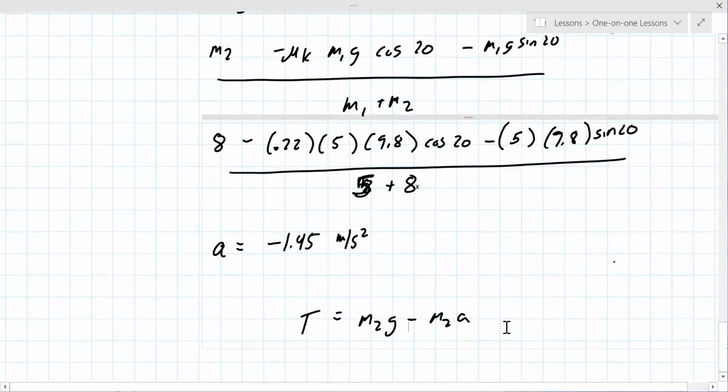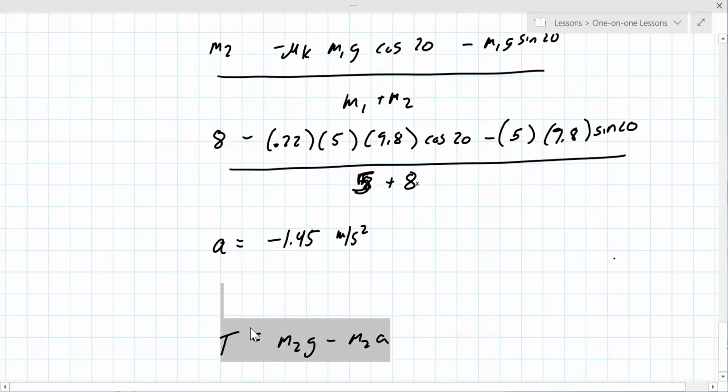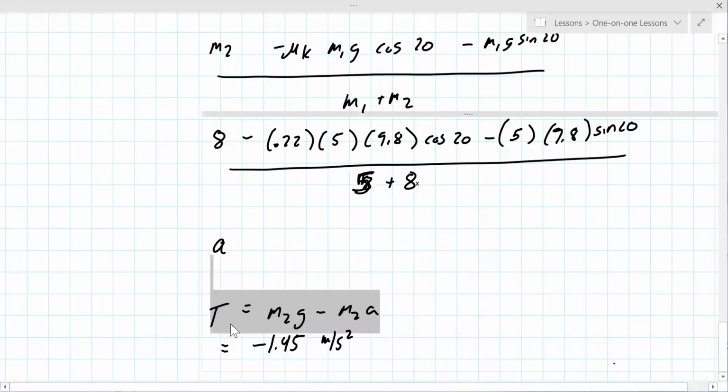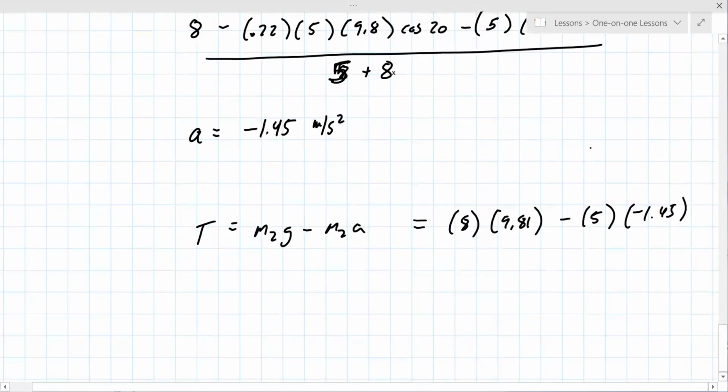And the mass 2 is 8. So it's 8 times 9.8 minus 8 times negative 1.45, right? So it's whatever it is. All right, I get 90. So about 90 newtons.